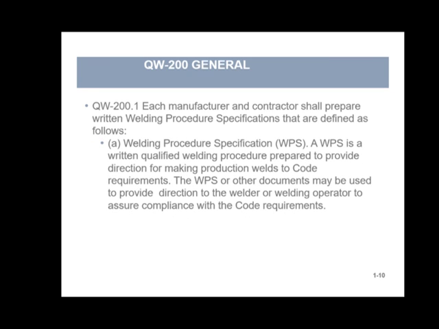QW 200 General, QW 200.1, we're going to go right into A. A welding procedure specification, a WPS, is a written qualified welding procedure prepared to provide direction for making production welds to code requirements. The WPS or other documents may be used to provide direction to the welder or welding operator to assure compliance with code requirements.